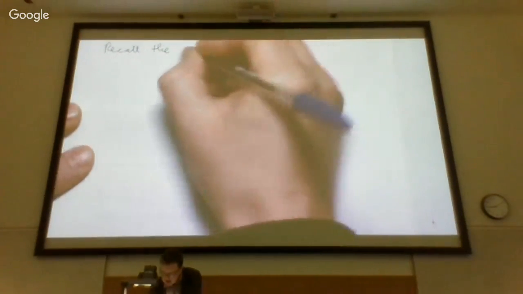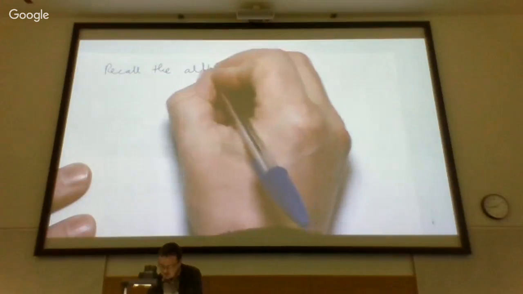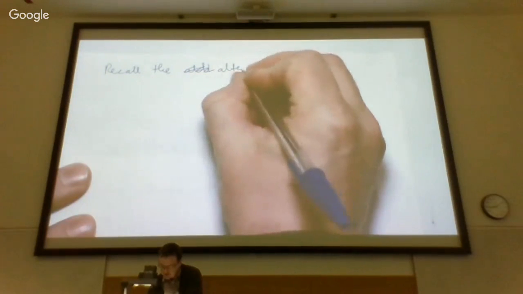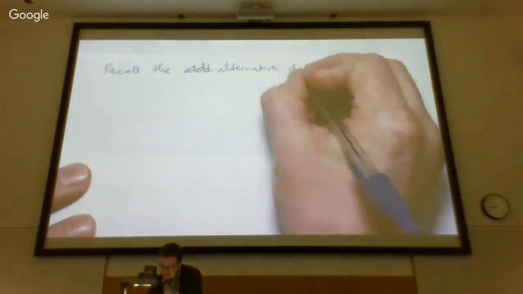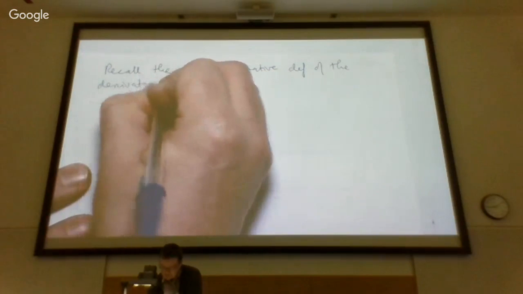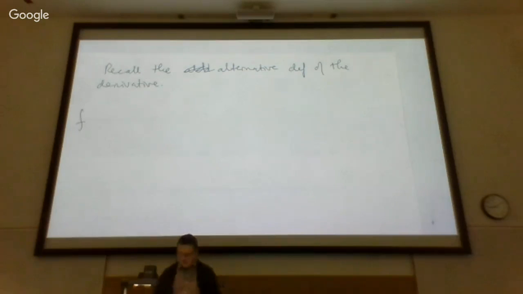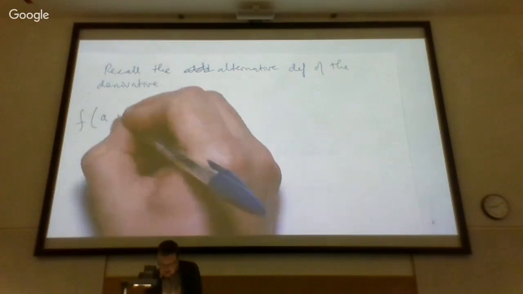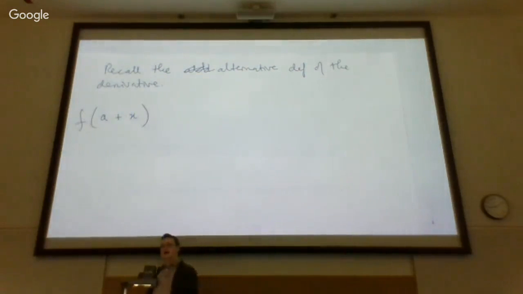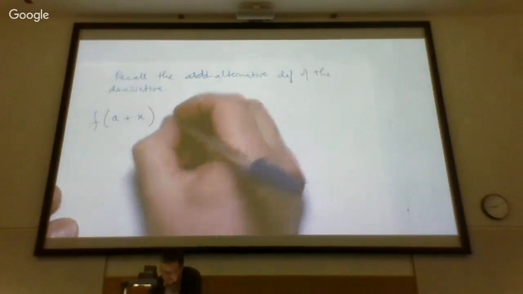So first of all, recall the alternative definition of the derivative that we gave the other day. This is where we consider the value of the function f at a base point A and a small variation x off of that. I called it h last time, but to fit in with the notation of the Taylor series, I'll call it x today.